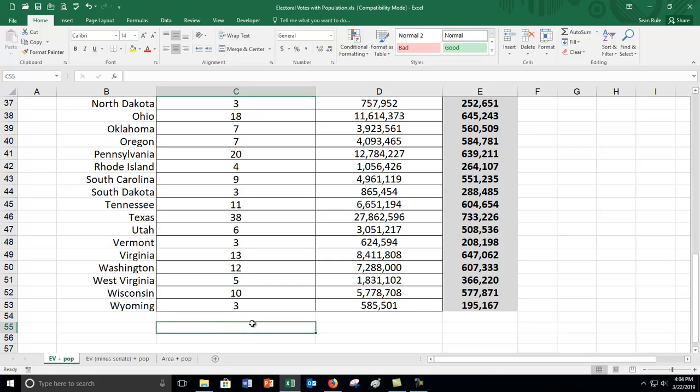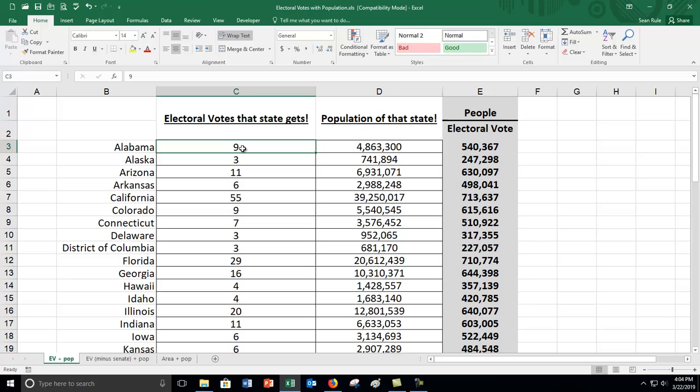So what I did first was take the total number of electoral votes and divide it into the population of the state. This column is equal to the population divided by the number of electoral votes. So this number is how many people each electoral vote represents. In Alabama, each electoral vote is 540,000 people. But in Alaska, it's almost exactly half of that, 247,000 people. And in Arizona, it's 630.